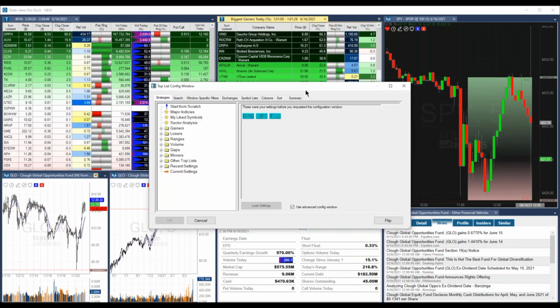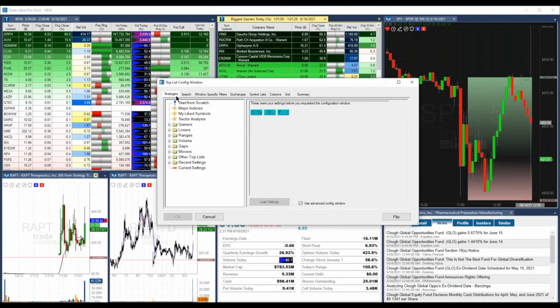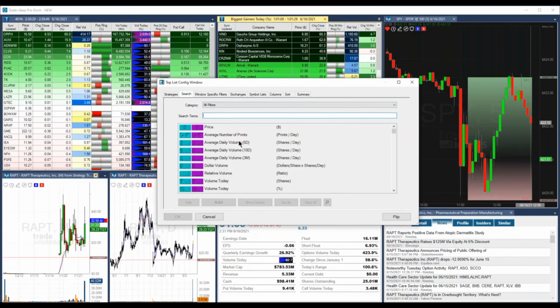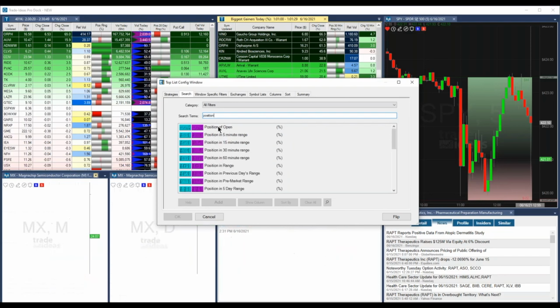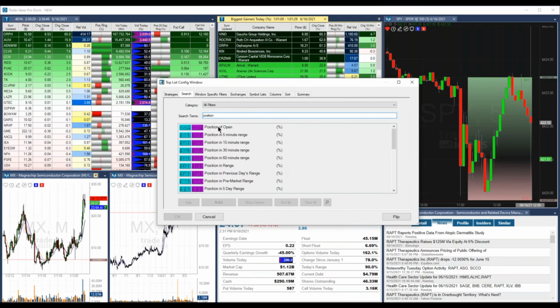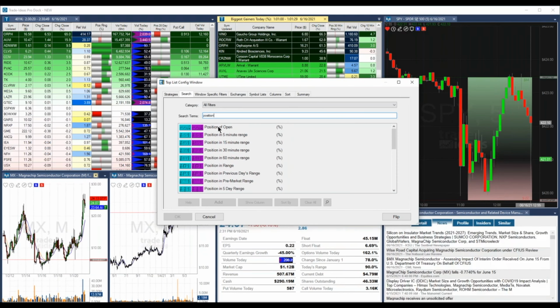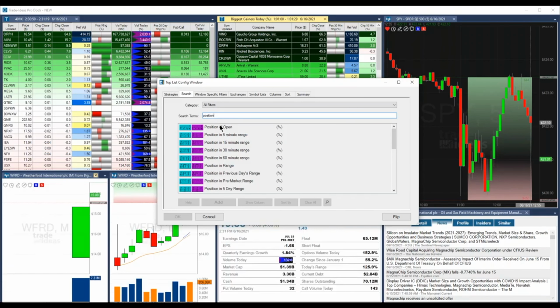So I'm going to go to configure right here, and I'm going to search for something called position. So we have lots of different options where you can tell the computer to search for something in relationship to the high and the low. So 5 minutes from the open, 30, 60, previous, pre-market. You can get granular with it.